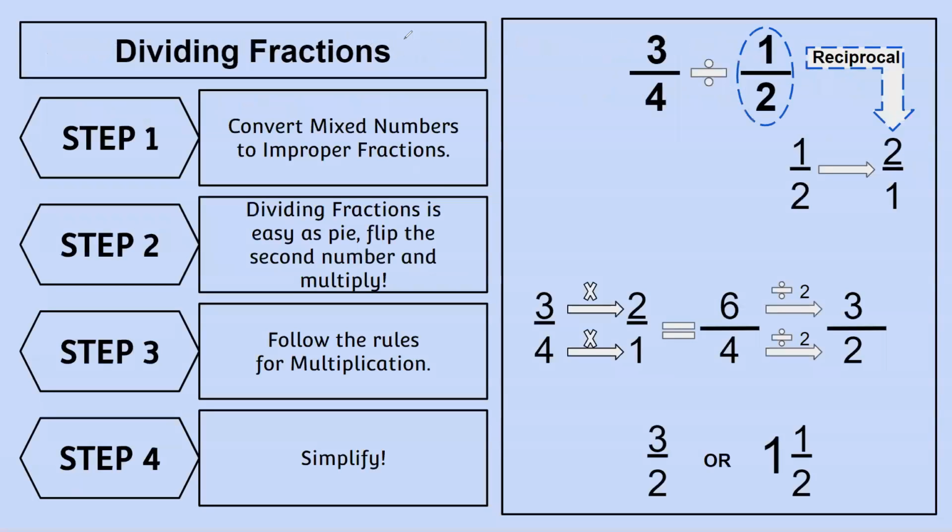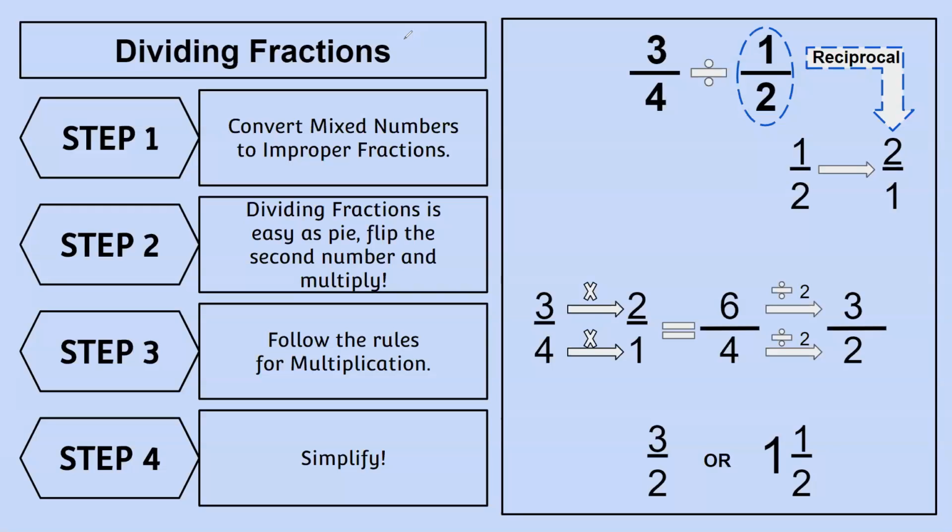Okay, so dividing fractions is easy as pie. You flip the second number and you multiply. So multiplying, and then you would just multiply fractions. So dividing fractions, that's just a quick little song. Dividing fractions is easy as pie. You flip the second number and you multiply. And the reason why is because sometimes songs just help us to figure out what we're doing.